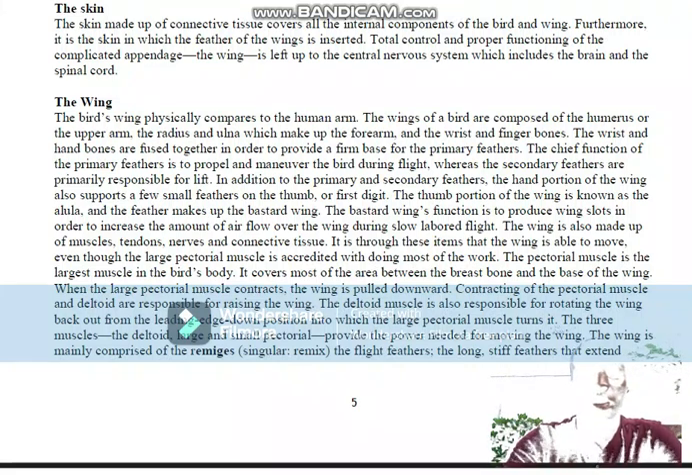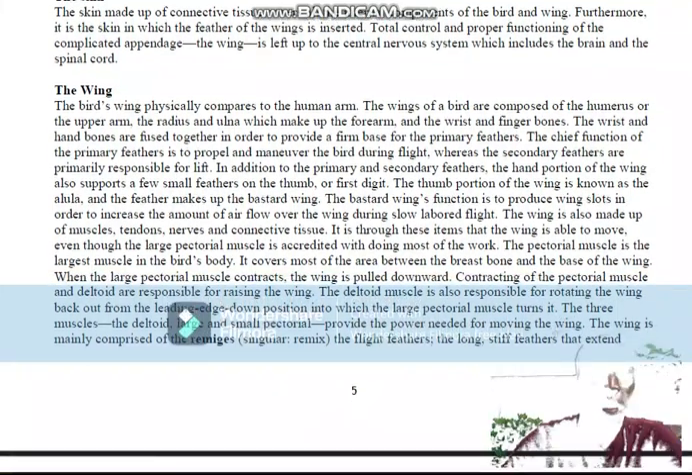The wing is mainly comprised of remiges, also known as the flight feathers, the long stiff feathers that extend back downward.